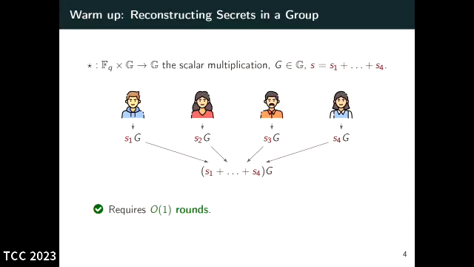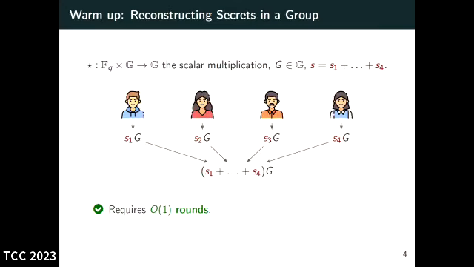In the group setting, if we have, for instance, an additive secret sharing of S being an integer modulo P or modulo Q, every user can simply exponentiate, or take a scalar multiplication of the generator times their own share, and broadcast the results. Then you can just take all these group elements, add them together, and you get S multiplied by G. So this clearly only requires 2 rounds. It's very efficient. Everybody only performs 1 scalar multiplication.